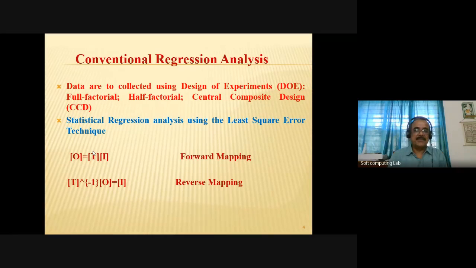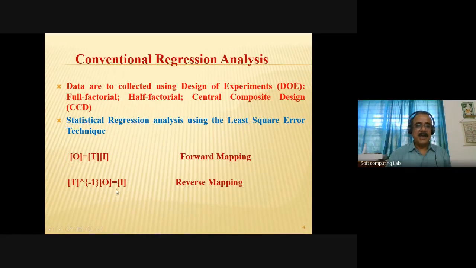Now this particular transformation matrix is very important. If I can carry out the regression analysis, I will get this transformation matrix, the T matrix. And this is what I mean by forward mapping. How to carry out reverse mapping? Now you multiply both sides by T inverse, that is the inverse of the transformation matrix. So if you multiply both sides by T inverse, you will get T inverse multiplied by the O matrix is nothing but I.